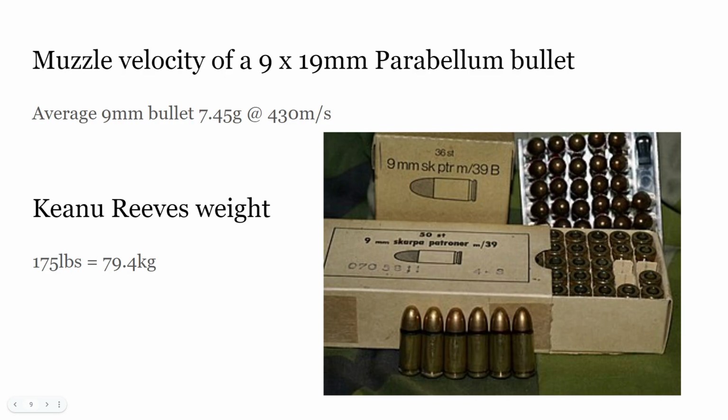So there's no deceleration in the bullet, basically. Okay, so with that, we can calculate the momentum of the bullet. What about the weight of Keanu Reeves or John Wick? He weighs in at 175 pounds, which is 79.4 kilograms. Now we know the mass of the two objects. We know the initial velocity, and so now we can calculate the final velocity, knowing that they would combine together.